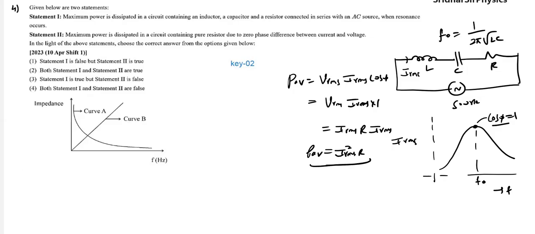At resonance, what is the maximum power dissipated? Equal to IRMS square, and at resonance the current will be maximum. So definitely the power dissipation is maximum. So therefore this statement 1 is correct. Statement 2: maximum power is dissipated in a circuit containing a pure resistor due to zero phase difference between current and voltage.